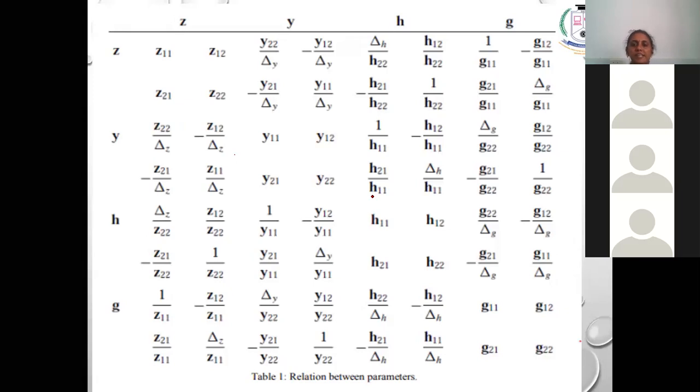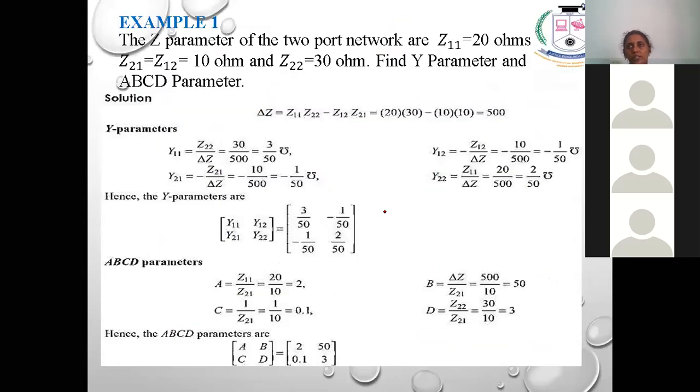G parameter is the inverse of H parameter, ma. G parameter is not there for you. If you want, I'll put it out in some other tabulation with H parameter. We'll go to the problems. The problem, see, they'll be asking you like this. The first example we'll see here.